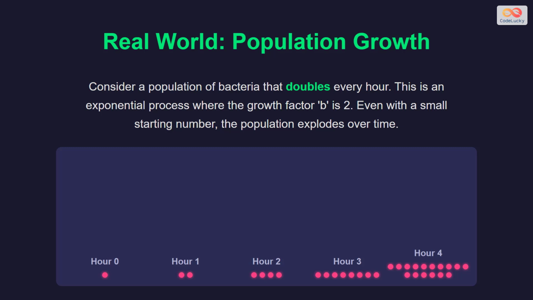When we plot our example on a graph, we see a distinct shape called a J-curve. The line starts off almost flat and then shoots upwards, getting steeper and steeper. This visual shows just how quickly exponential growth can accelerate.